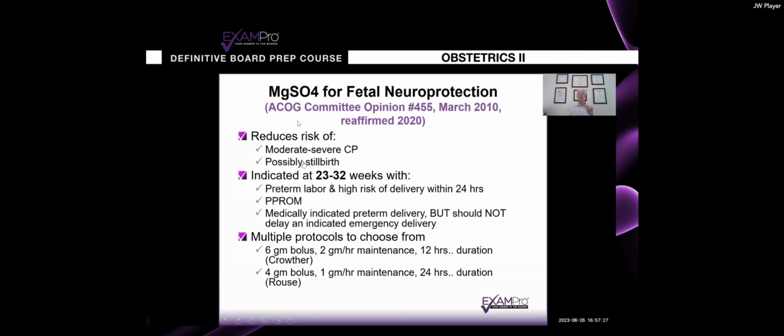Finally, this is just a reference slide, just because we talked about neuroprotection for preterm labor. Just know in your institution what the protocol is for doing magnesium sulfate, the dose, and the time, to be able to discuss that with the examiners.